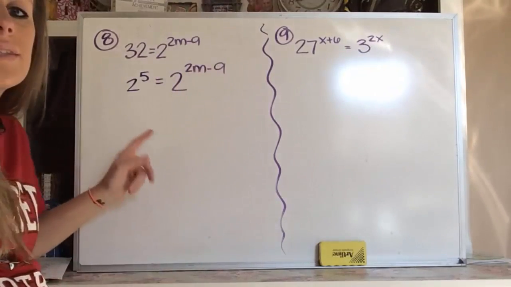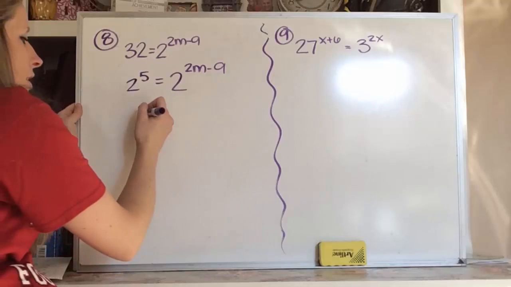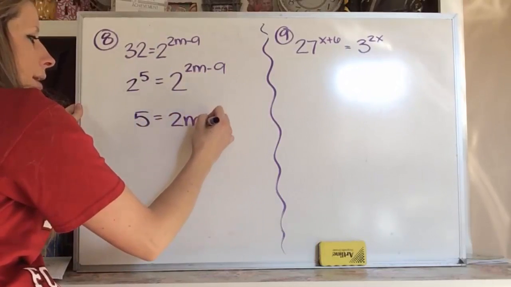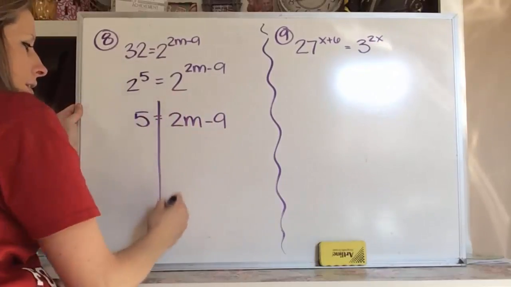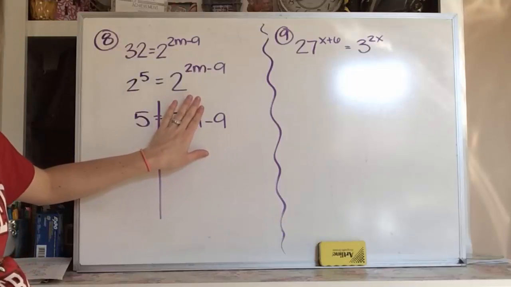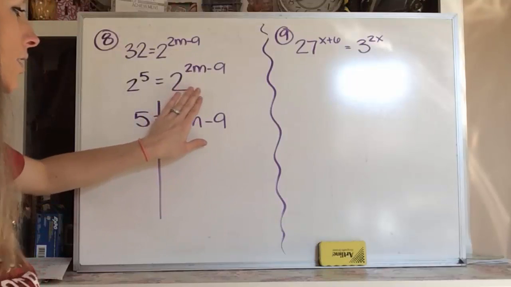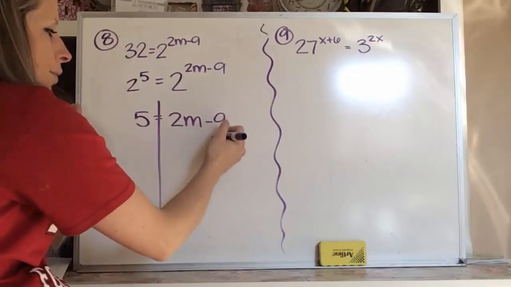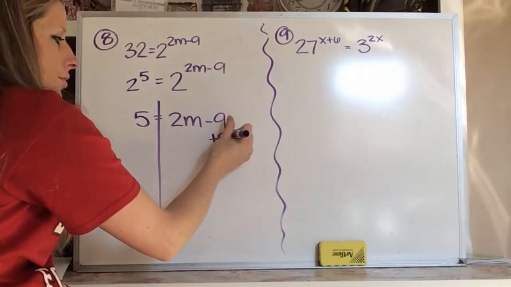So now I have the same base. Now I'm going to set them equal to each other. So 5 equals 2m minus 9. And I'm going to solve for m. Okay. So save your m for last. It's on the right side. So we're going to move that negative 9 to the other side. That way we have the m by itself.